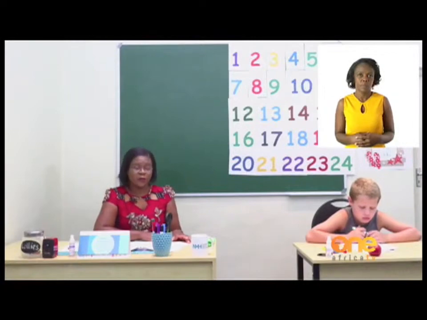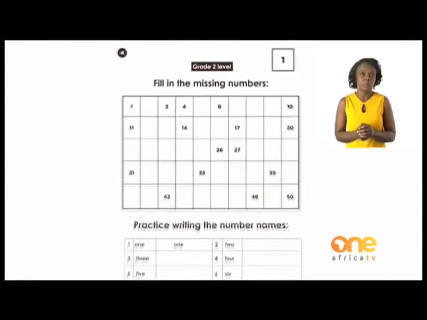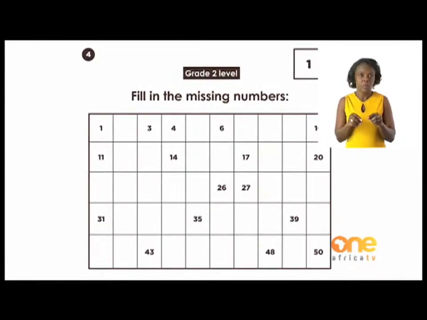Let's turn on to page 4. We are going to start with the grade 2s. There is a number chart up to 50. But this is so simple. I know my grade 2s can do this since we have already learned how to count. So just fill in the missing numbers there.